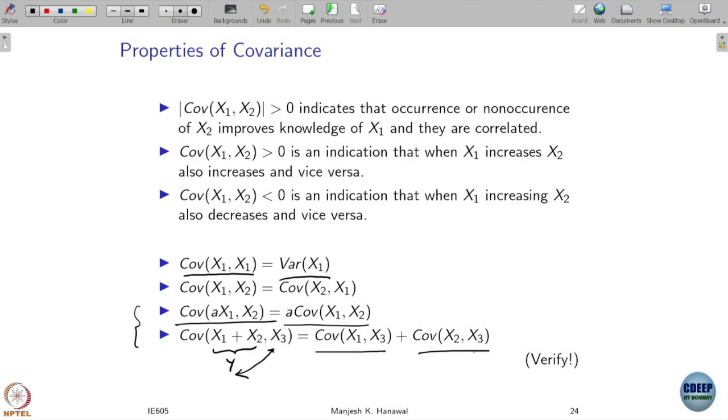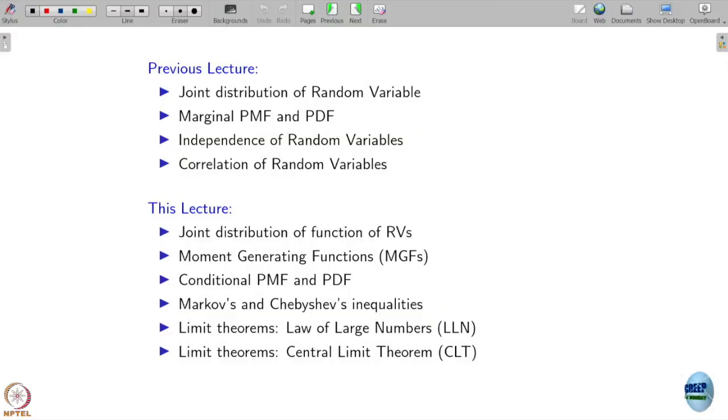Okay. Now I'm going to switch to the next slides. Meanwhile, if you have any questions about this covariance, independence of random variables, you should ask now. Okay, let's continue. Are moment generating functions covered in IE 6-1? No, sir. Okay, let's go through it. So far we covered all these things, right? Independence of random variables and correlation of random variables.